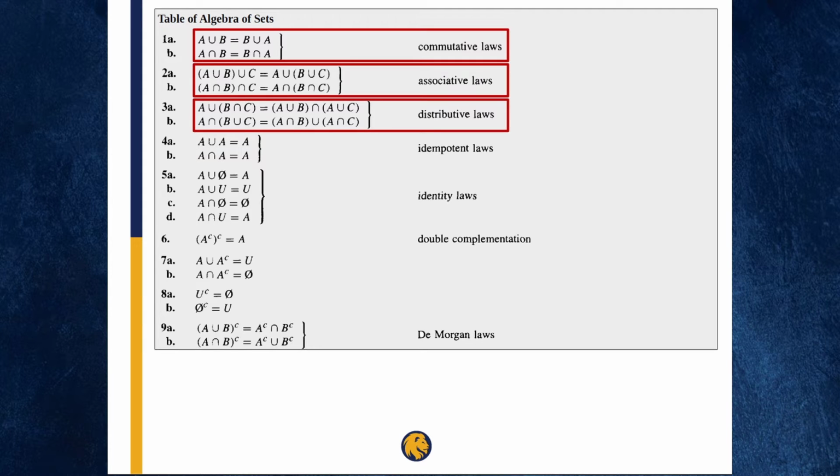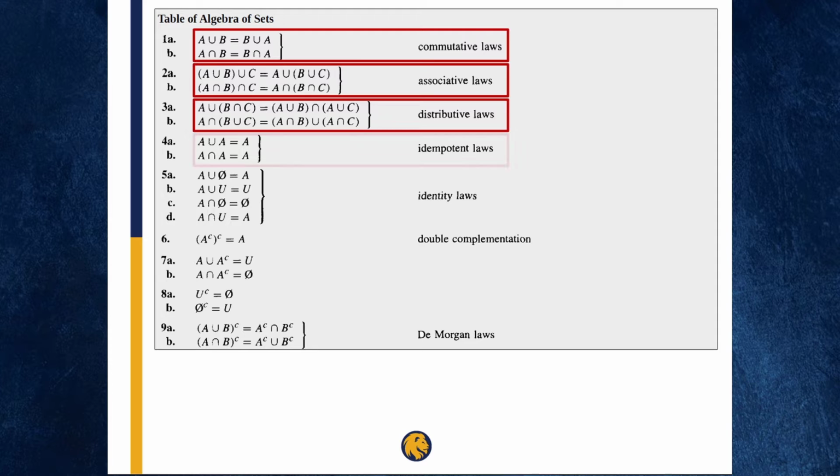Distributive law, we can distribute union across intersection or intersection across union. So for instance, it says that A union (B intersect C) is equal to (A union B) intersect (A union C). So that A union distributes to both the B and the C across the intersection operator. And that's what we call distributive laws. Similarly, you can see that it works for intersection with union as well.